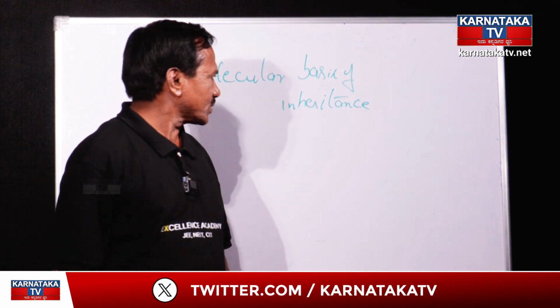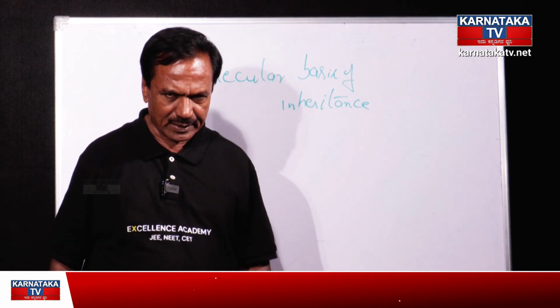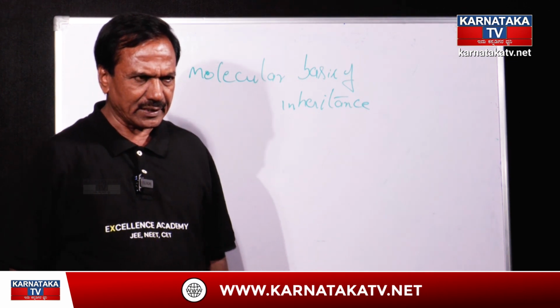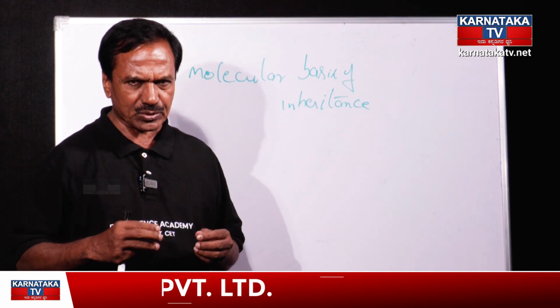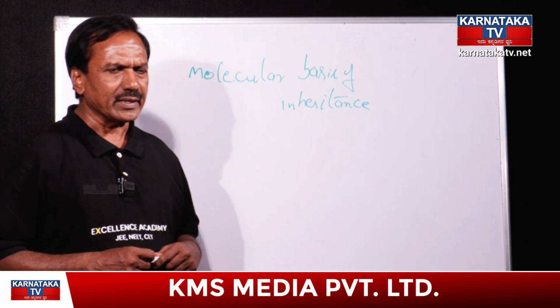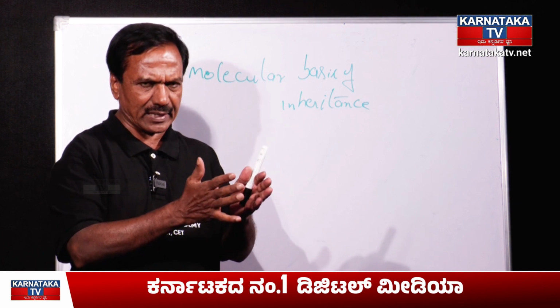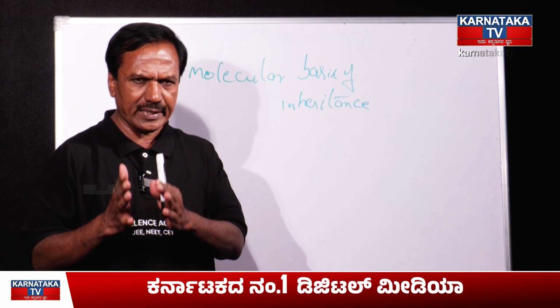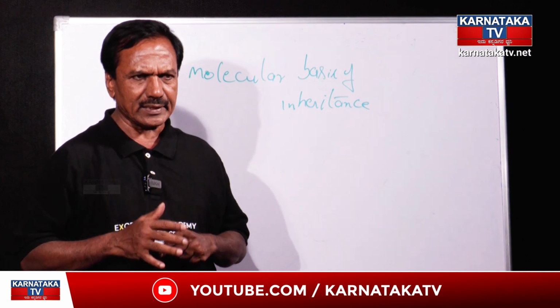In both the chapters you come across the term inheritance. Inheritance means it is the transferring of the characters from the parents to their progeny. Heredity is also transferring of the characters from one generation into another generation. Then what is the difference between those two, heredity and inheritance?